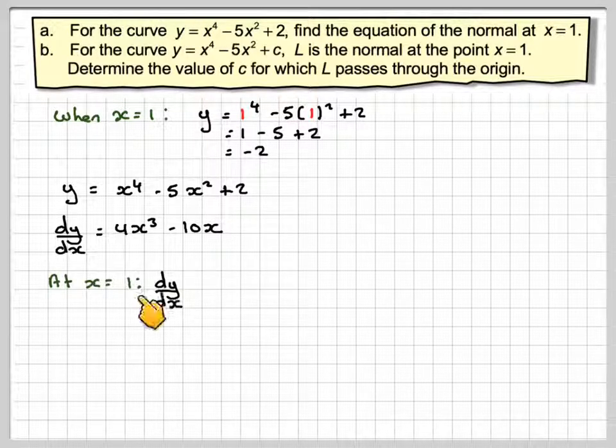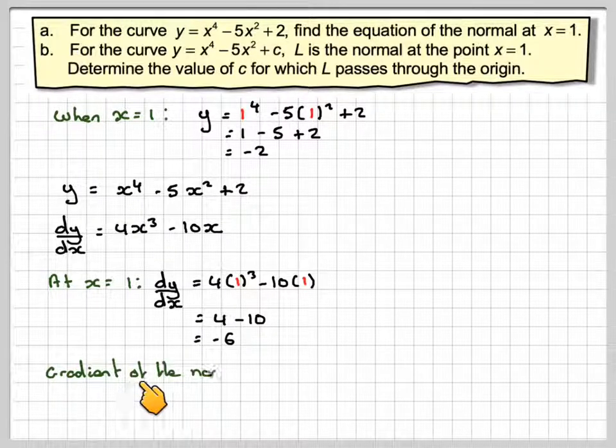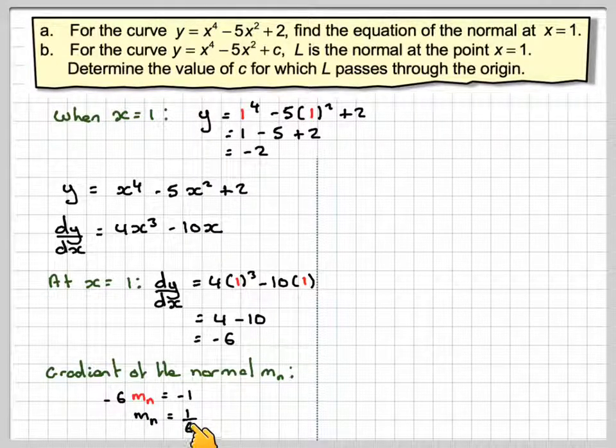So at the point x is equal to 1, dy by dx will be 4 times 1 cubed minus 10 times 1, which will give me 4 minus 10, which is minus 6. So the gradient of the tangent is minus 6. To find the gradient of the normal, which we'll call mn, minus 6 times mn will be equal to minus 1, because the product of the gradient of the tangent and the normal is minus 1, the condition for perpendicular lines, which will mean that the gradient of the normal is 1/6.